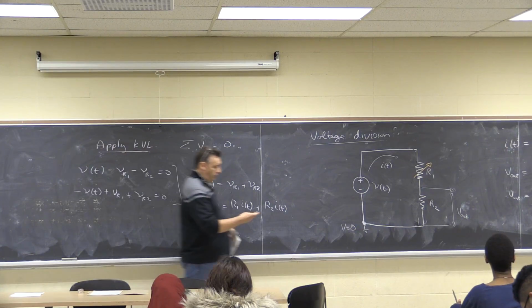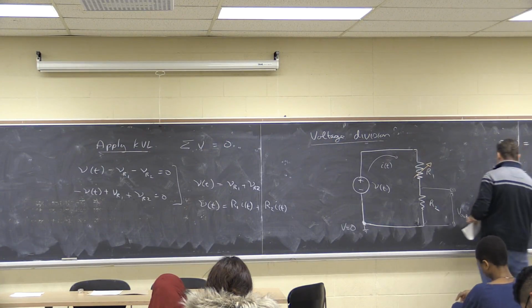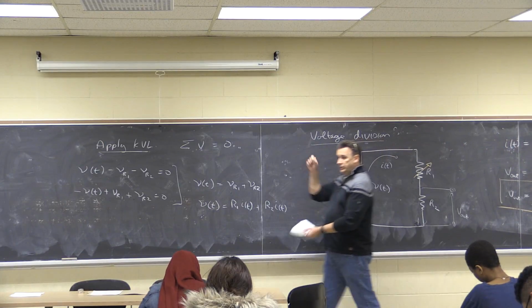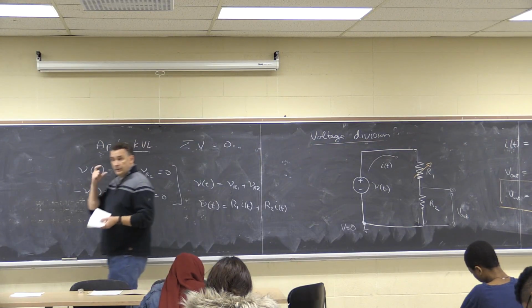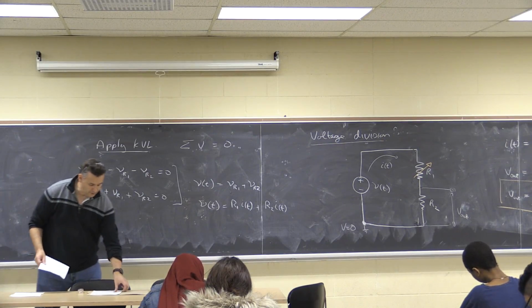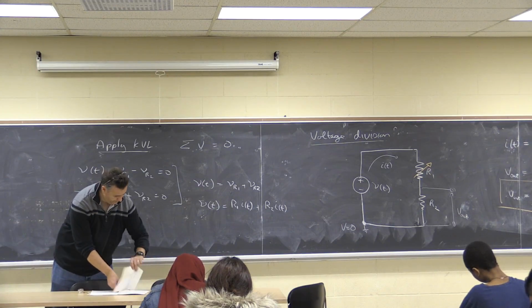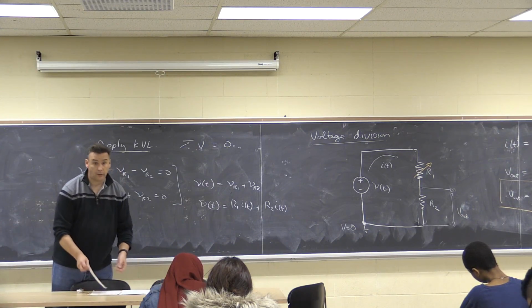So this is what we call the voltage division rule. It applies to two resistors in series connected to a voltage source, and it's a useful one in terms of simplifying circuits as we go forward. Questions?